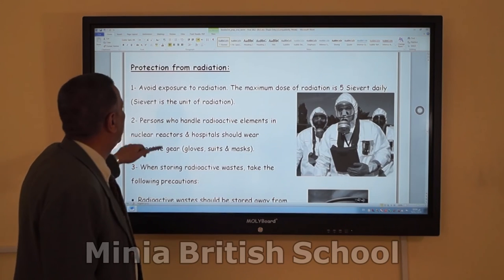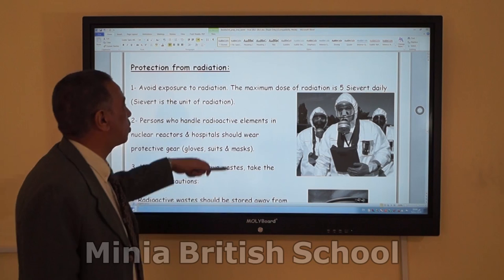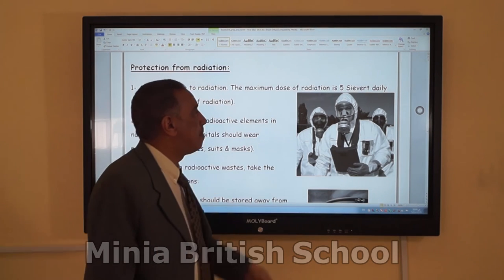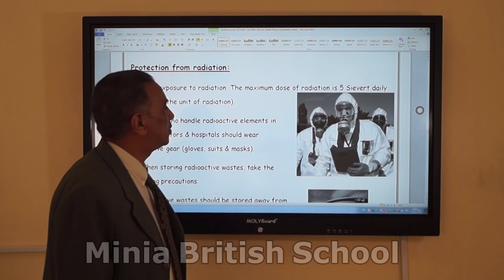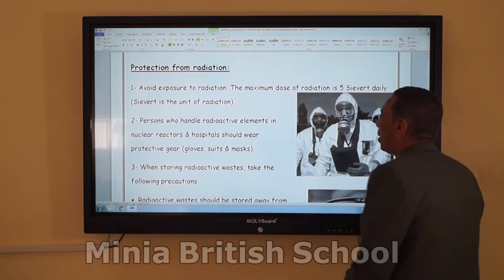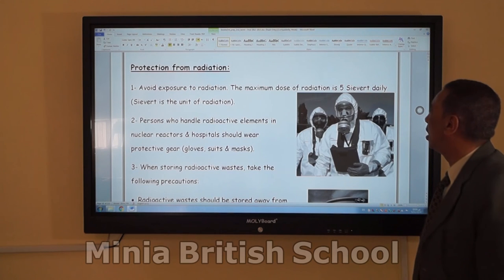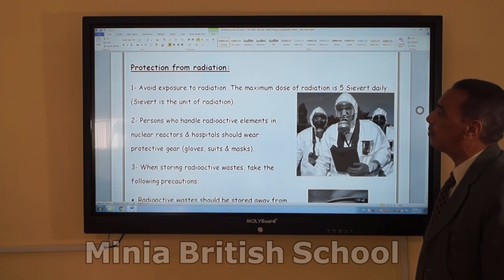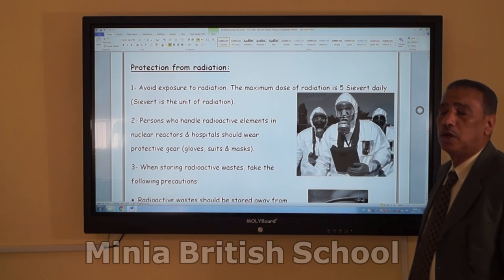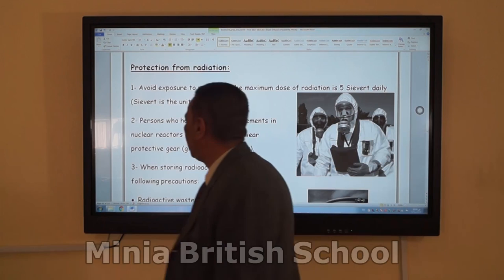How can we protect ourselves from the radiation? Avoid exposure to radiation, and the maximum dose of radiation is 5 sieverts daily. By the way, sievert is a unit for measuring the radiations, and we're exposed to not more than 5 sieverts daily.